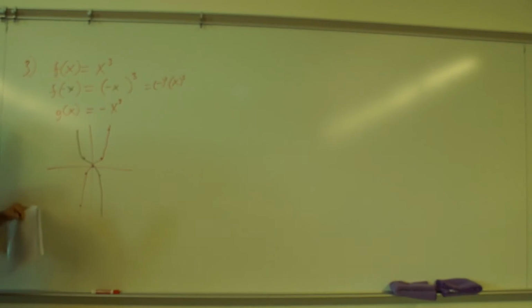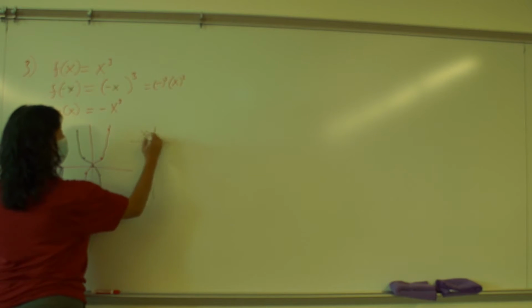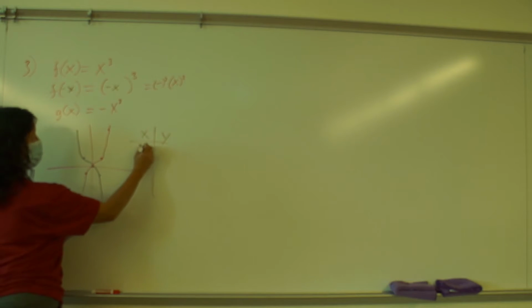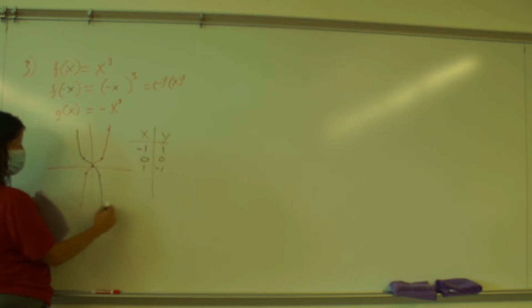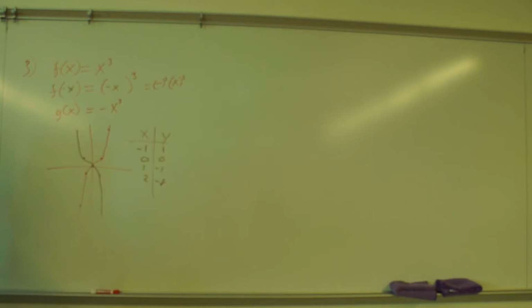And then you can just fill in. Remember I told you guys can kind of cheat and just fill in that table off of there. X, Y. And just pick the points. So I'll pick negative 1 is 1, 0 is 0, 1 is negative 1, and then 2 is negative 8. Good?